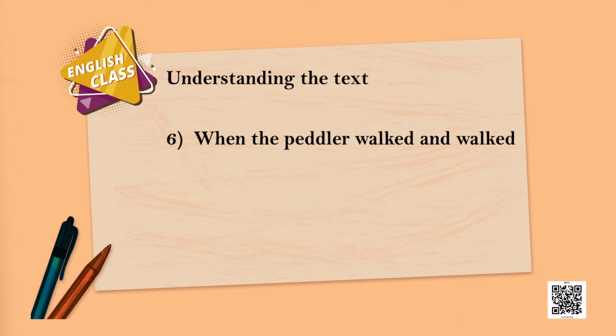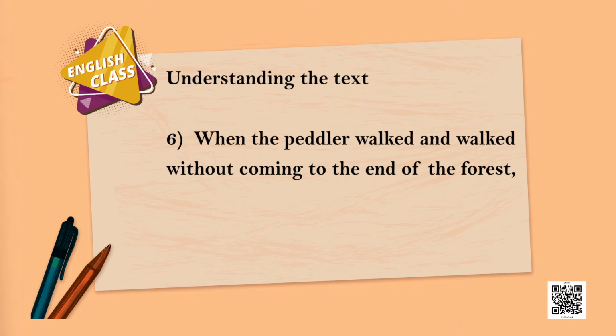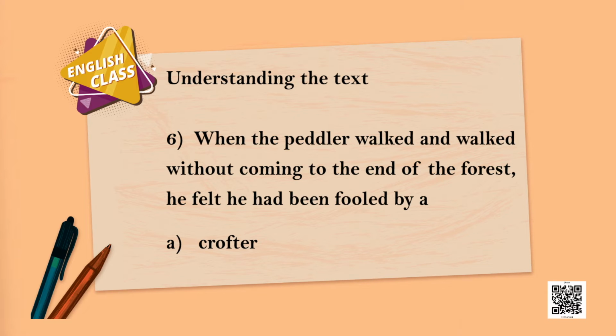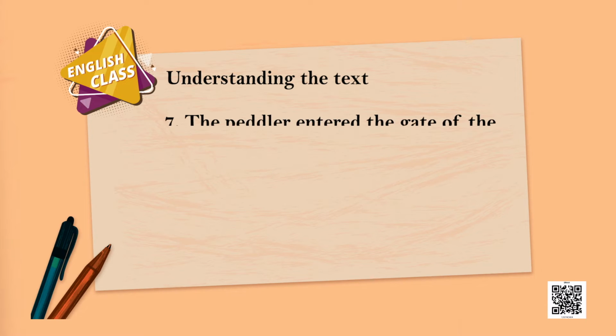When the peddler walked and walked without coming to the end of the forest, he felt he had been fooled by, the option first is crofter, B. bait, C. prankster, or D. policeman. Yes, very true. When he ran away with the crofter's money, he felt he had been fooled by a bait. Now look at the next statement.